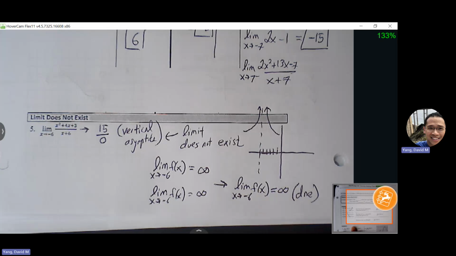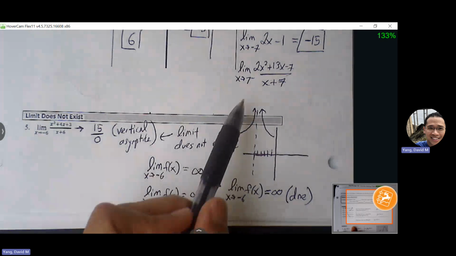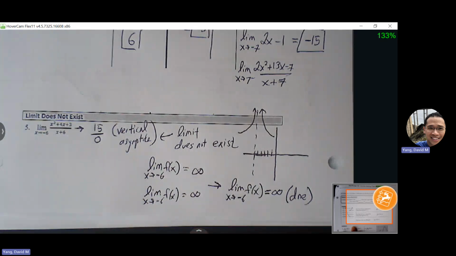So if the arrows are both headed in the same direction, we can say infinity, but just understand that it's a subcategory of does not exist. What if they're both headed down towards negative infinity? It'll be negative infinity, right? What if one is going up and the other is going down? Then we have no subcategory. Then the best we can say is does not exist.